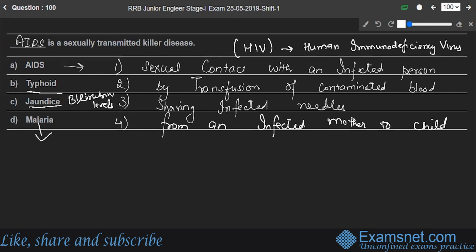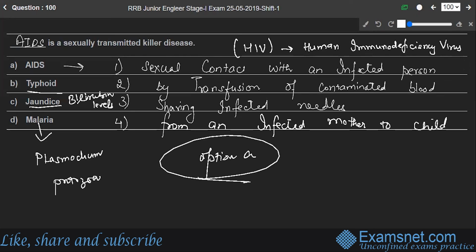Then malaria. This happens due to a mosquito bite, and it is caused by the Plasmodium protozoa. The parasite initially multiplies within the liver cells and attacks the RBCs, which creates a rupture in the RBCs and secretes hemozoin, which is responsible for the high fever. So, according to this, option A is the right answer to the question.